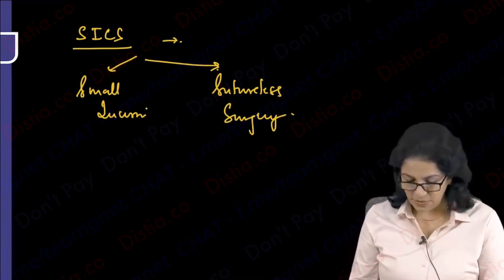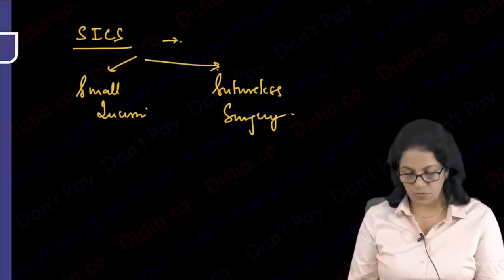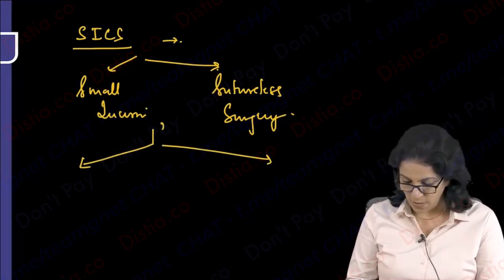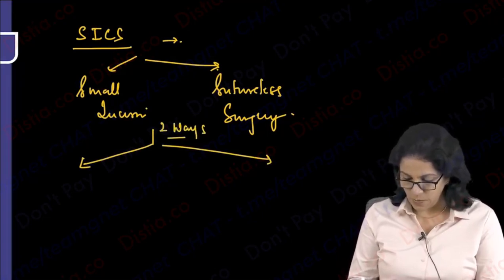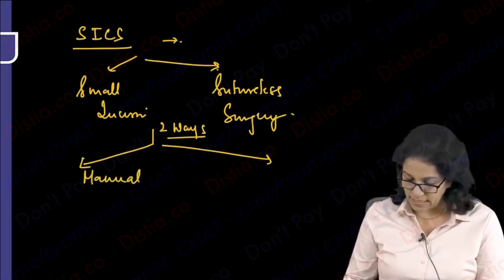So, first this much. Then we will learn that SICS is of two types. We can do it in two ways. You know? So, what are the two ways of doing it? One is called manual SICS, and the second is phacoemulsification.